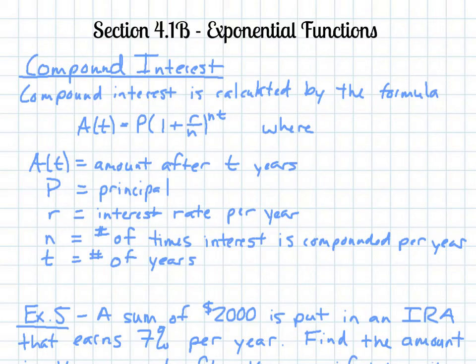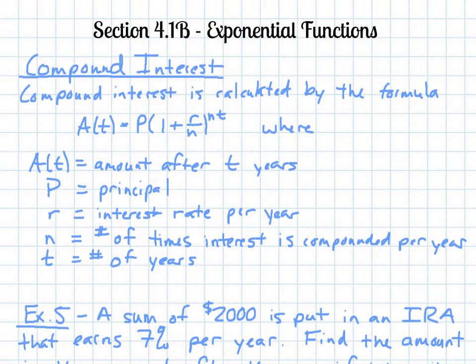Today's lesson, section 4.1b, we're talking about exponential functions. Here we have an application for exponential functions in the form of compound interest. So the formula for compound interest is going to be calculated by A of t equals the principal, P, times 1 plus r divided by n to the nt power.